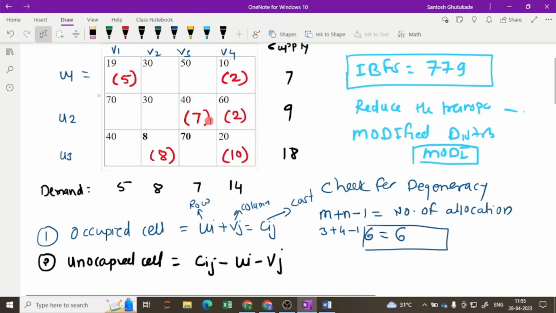So again we want to reduce the transportation cost. For that we are checking for the optimality. Before going for optimality we have to check for the degeneracy. Degeneracy: m plus n minus 1 number of allocations.